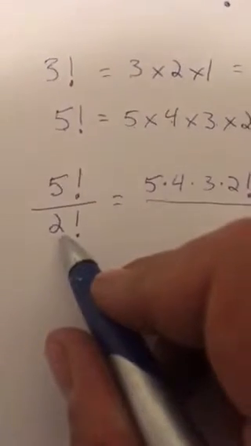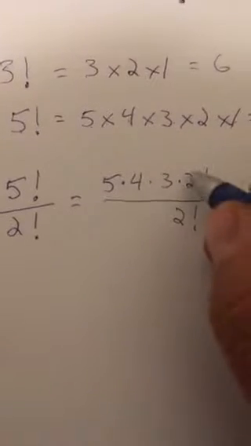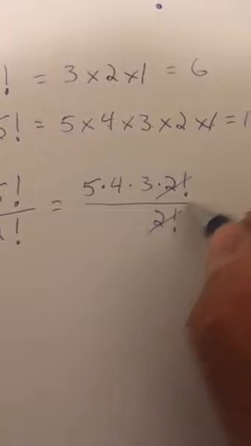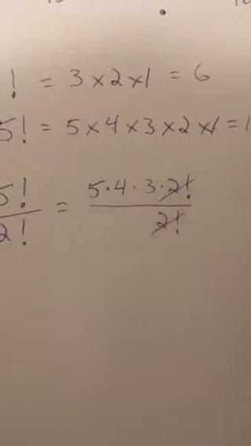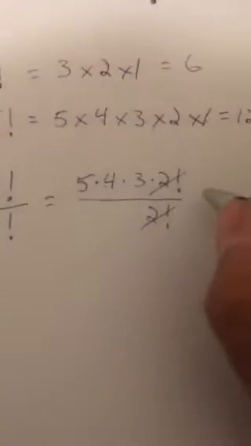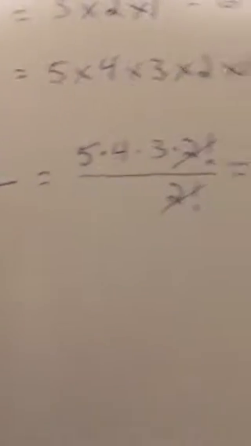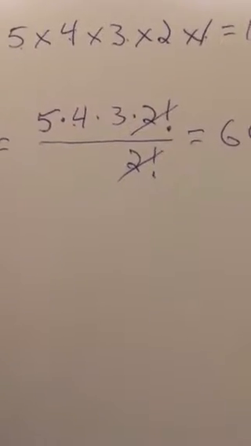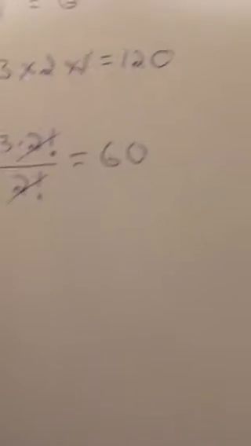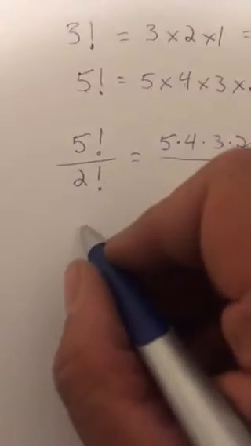And we rewrite the 2 factorial down below. Anything divided by itself reduces to 1. So that kind of simplifies the problem. So now we can just go 5 times 4 is 20. 20 times 3 is 60. So if we had that problem, we could use that intermediate step, and the factorials will cancel each other out, and our answer would be 60. So let's do another one.